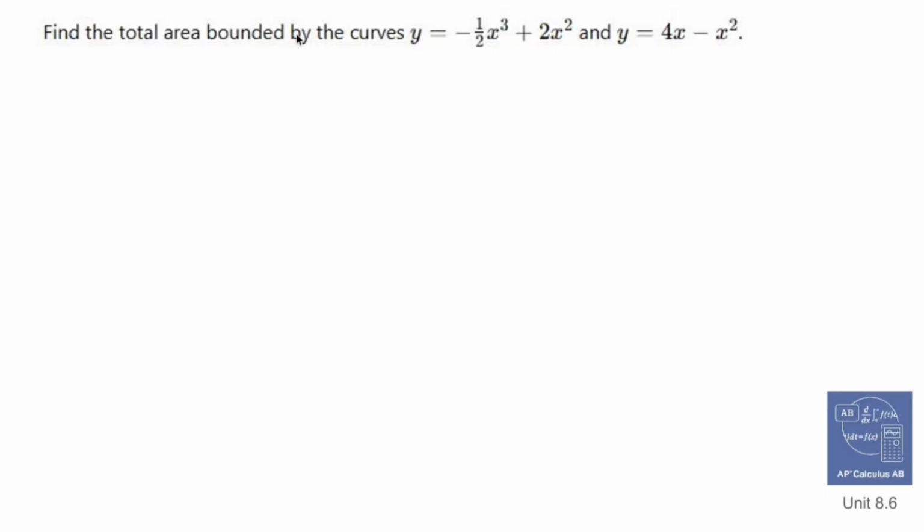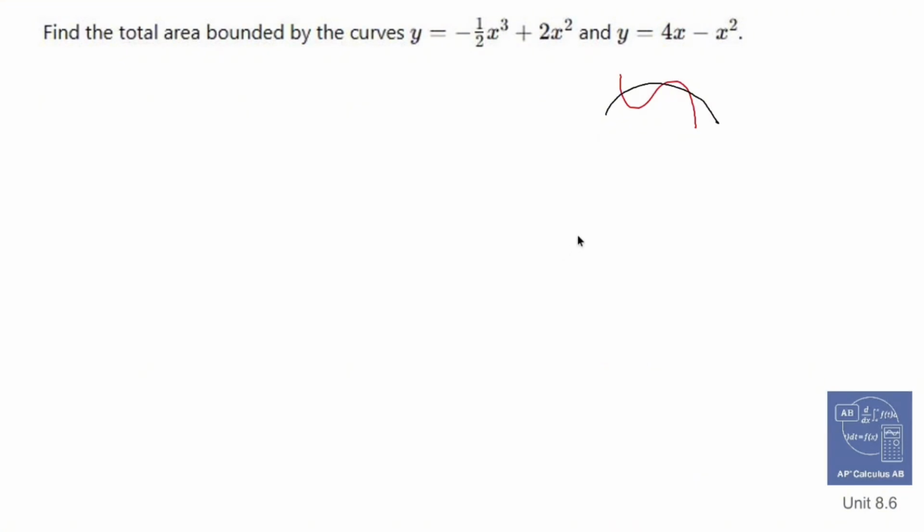Find the total area bounded by the curves y equals negative 1/2 x cubed plus 2x squared and y equals 4x minus x squared. What we're looking at is a negative cubic, so it's going to look something like this. And what we're also looking at here is an upside down parabola. It's going to look something like this.